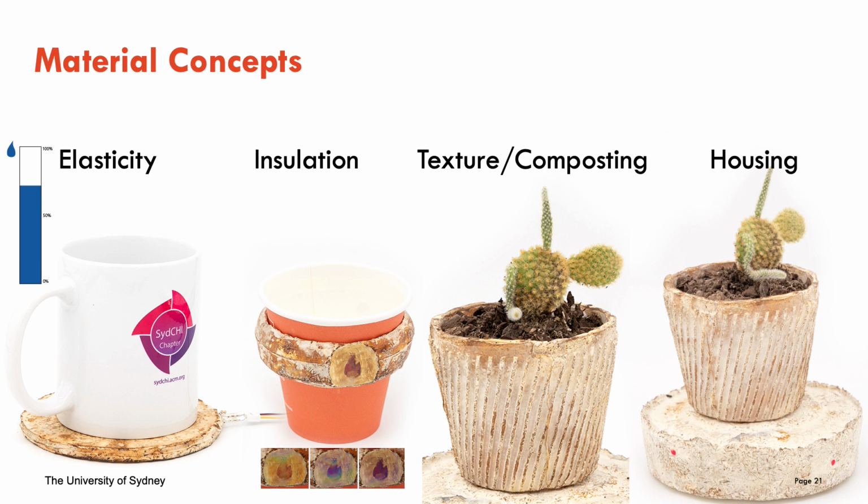For its ability to generate textures and to be composted, we created a concept for a pot plant which could be consumed as the plant itself grows. We also included a concept for myco-material housing. This houses a soil moisture sensor with embedded LEDs that glow red when the plant needs to be watered.